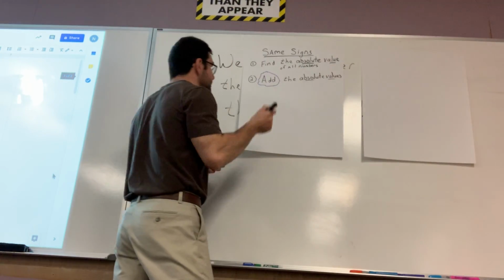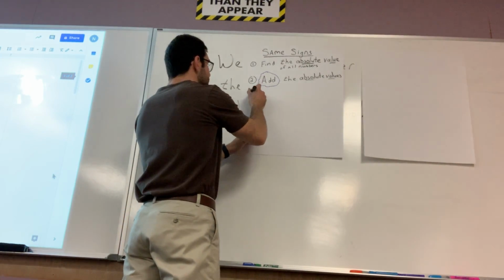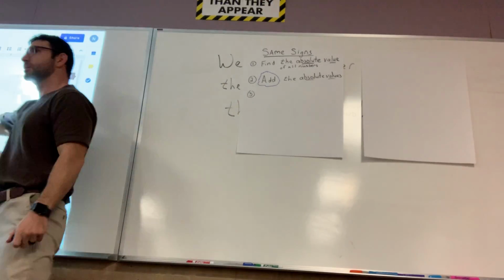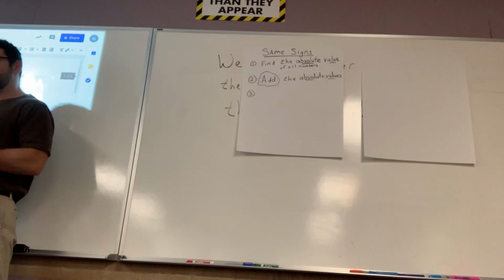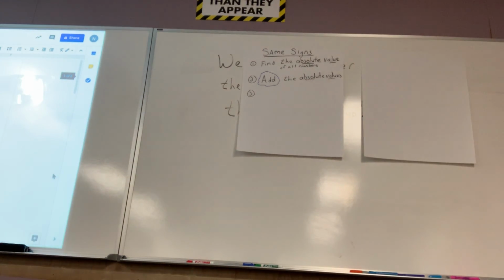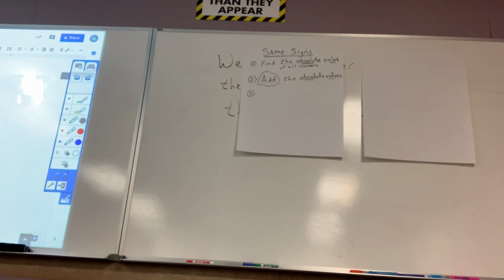What's step 3 going to be? So let's look at this one. The absolute value of -5 was 5. The absolute value of -8 is 8. So let's do it. Now I have 5. I have 8, so I add them. That gives me 13, but that's not my answer. What do I have to do?